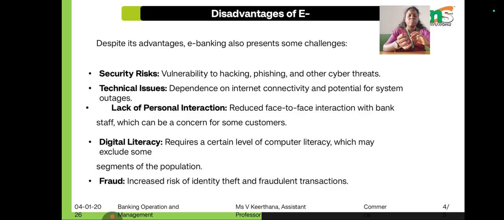Security risk is the most common issue nowadays: vulnerability to hacking, phishing and other cyber threats. We have a risk, but there is an option: we can complain to the cyber crime department, and they can track the criminals, so there is someone to rectify it. Next is technical issues. In areas without network coverage, we cannot use e-banking. There is dependence on internet connectivity and system outages, and technical issues happen regularly.